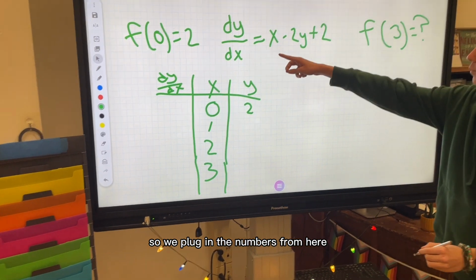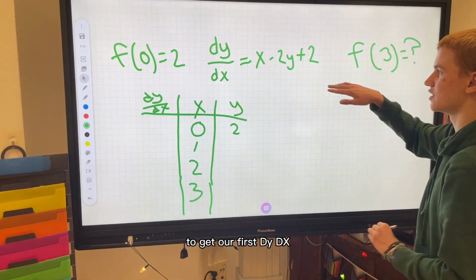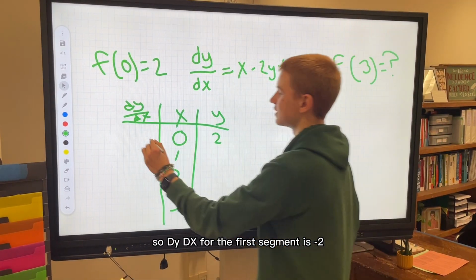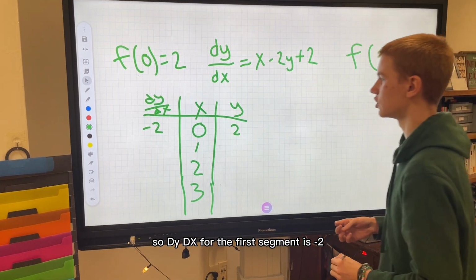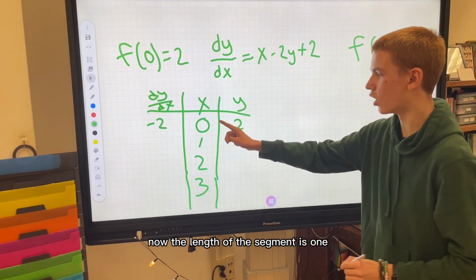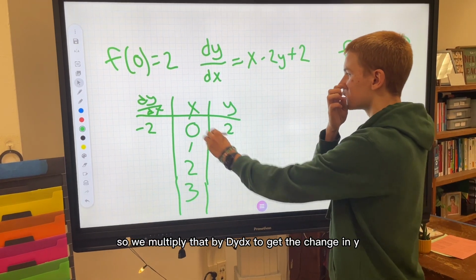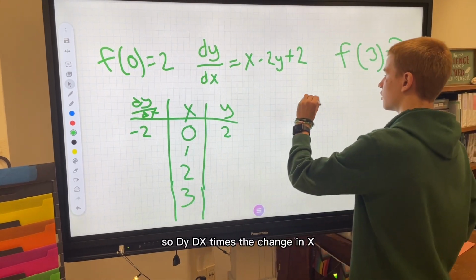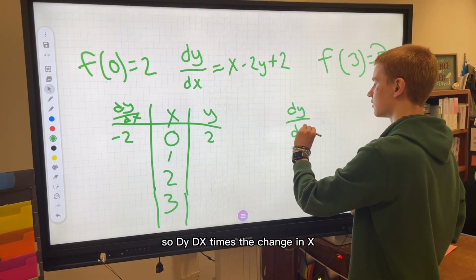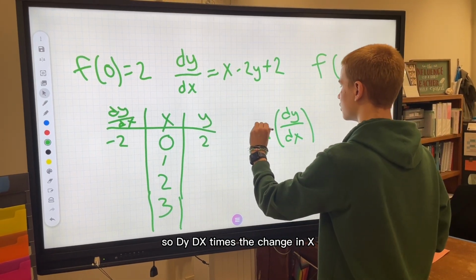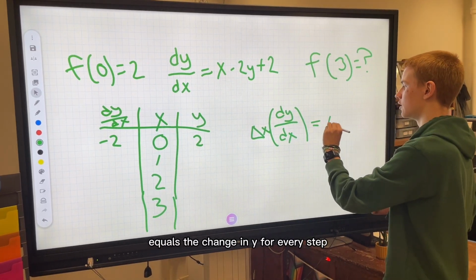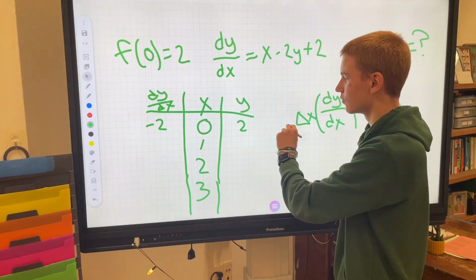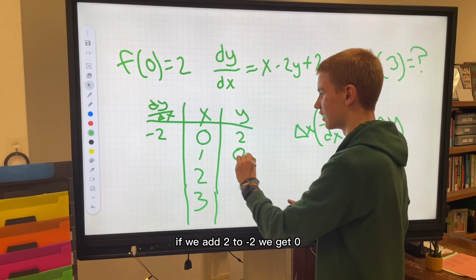So, we plug in the numbers from here to get our first dy/dx. This becomes 0, this becomes -4, and this becomes +2. So dy/dx for the first segment is -2. Now the length of the segment is 1, the difference in the x value. So we multiply that by dy/dx to get the change in y. So dy/dx times the change in x equals the change in y for every step. So -2 times 1, if we add 2 to -2, we get 0.